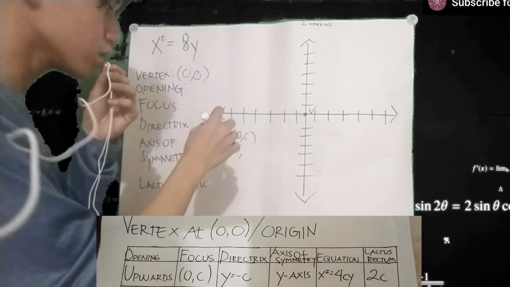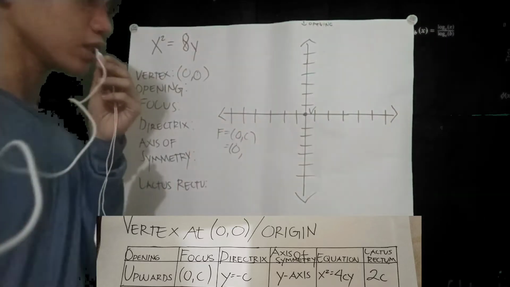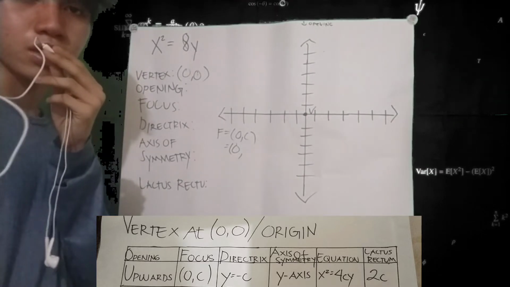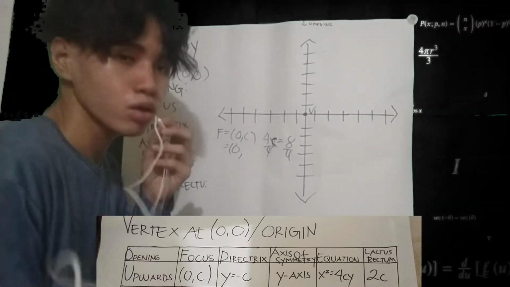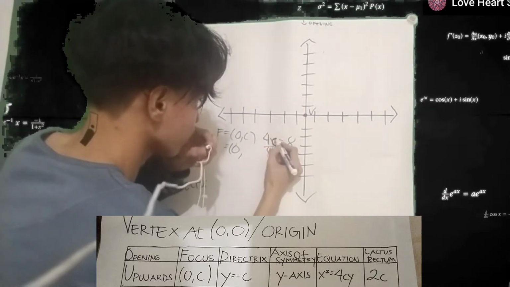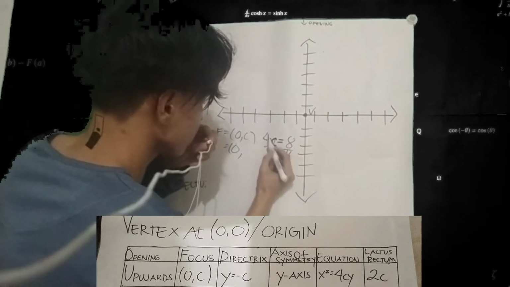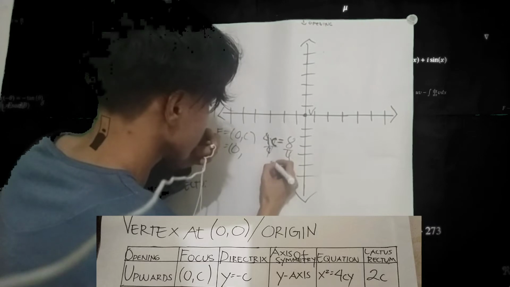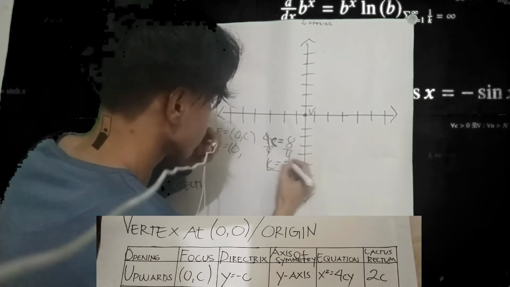So, ang coordinates ng focus is 0 and c. So, bring down 0. So, what is c? The c is the distance from focus to vertex. And it's also the distance from the directrix to the vertex. So, to get that, we're gonna write 4c is equal to 8. Then, i-divide natin sila by 4 para makancel itong 4. So, it'll be c is equal to 8 divided by 4, 2. So, the c is 2.